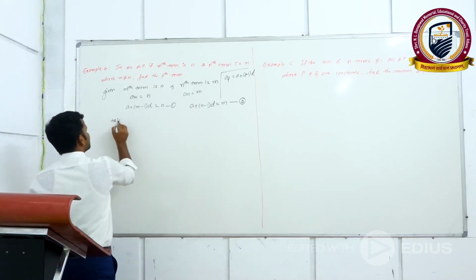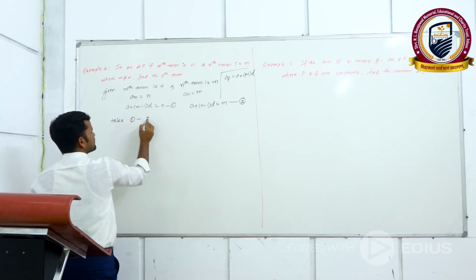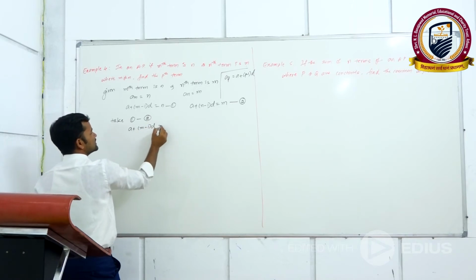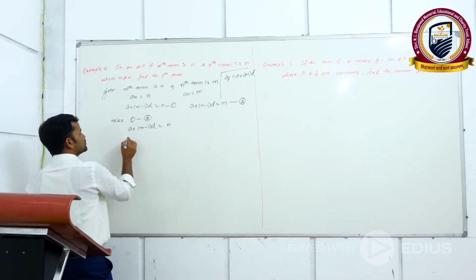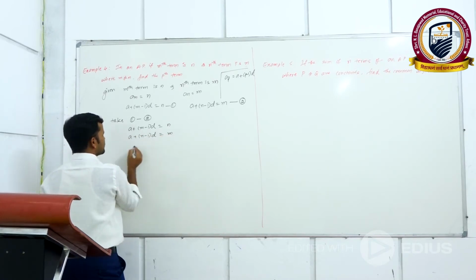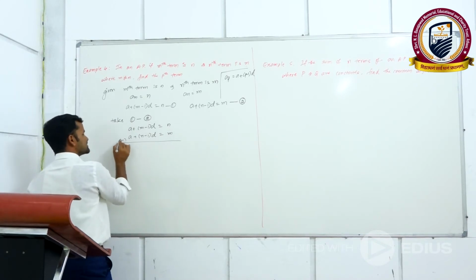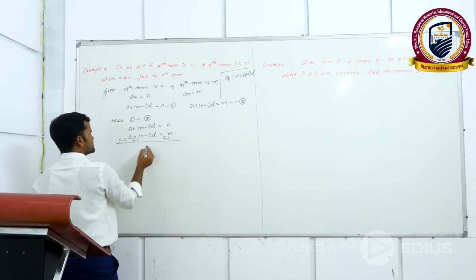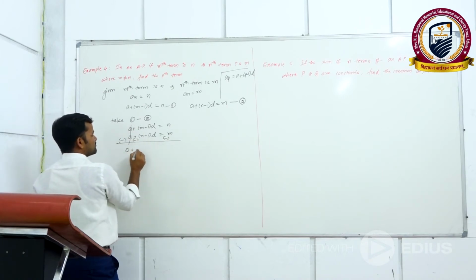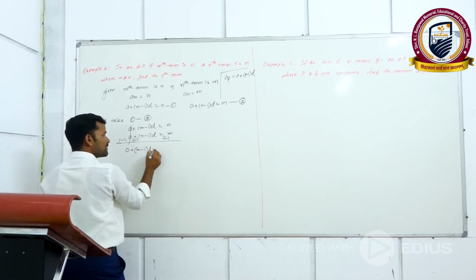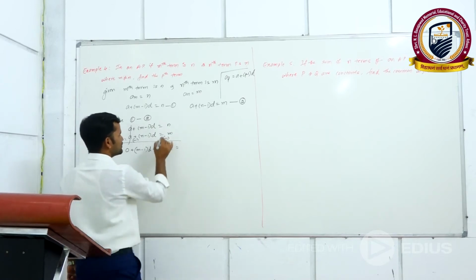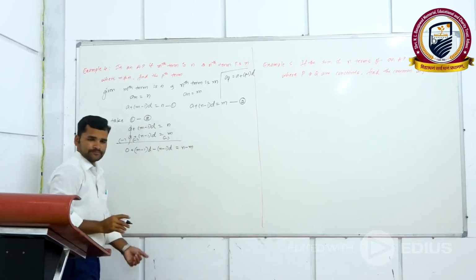So take the operation equation 1 minus equation 2. Equation 1 is a plus m minus 1 into d is equal to n, and equation 2 is a plus n minus 1 into d, which is equal to m. What I am doing, I am subtracting, means change this sign here. a gets cancelled, that is 0. Plus m minus 1 into d minus n minus 1 into d, that is left hand side, equal to right hand side n minus m.